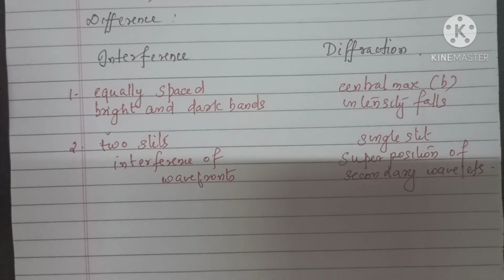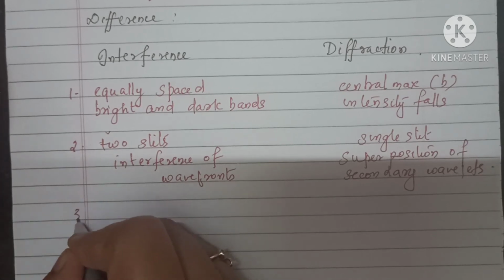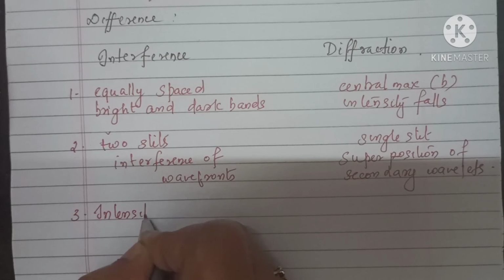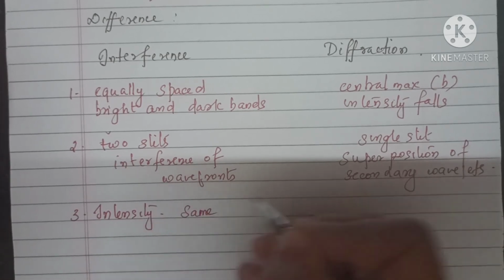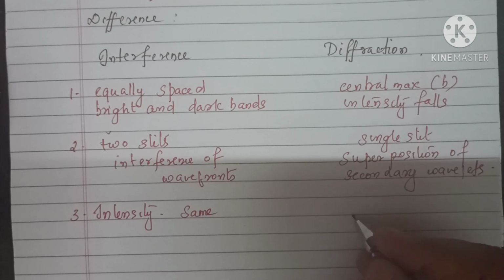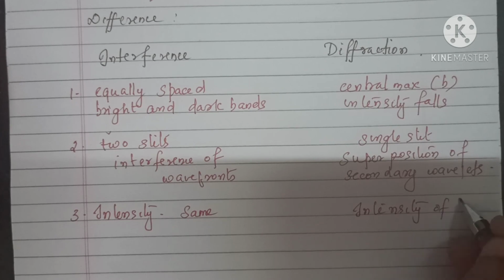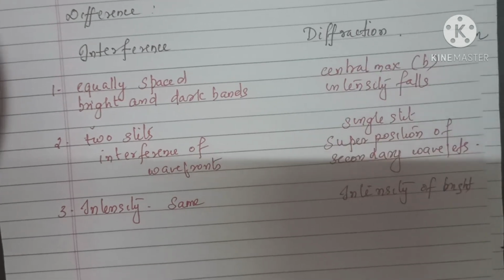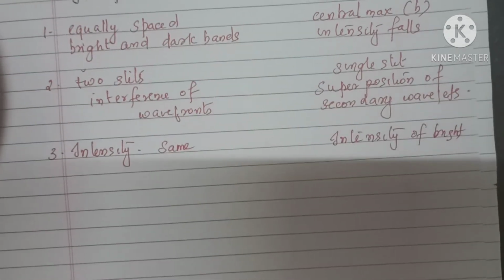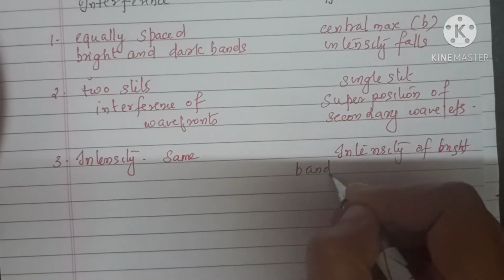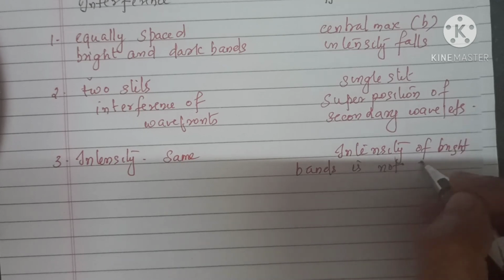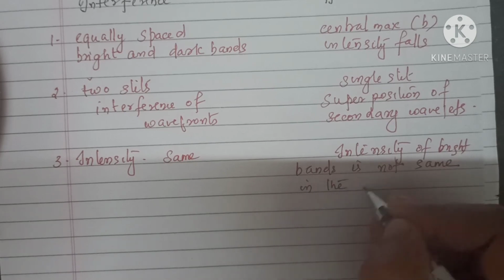Again, if you are explaining with respect to intensity, you can say that in interference the intensity remains the same. Here we have discussed it anyway. Once again, in diffraction the intensity is not at all the same. The intensity of bright bands is not the same in the case of diffraction.